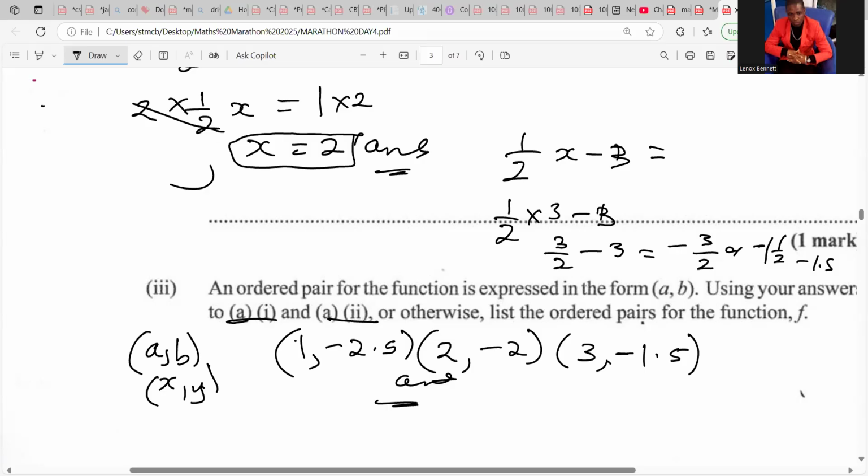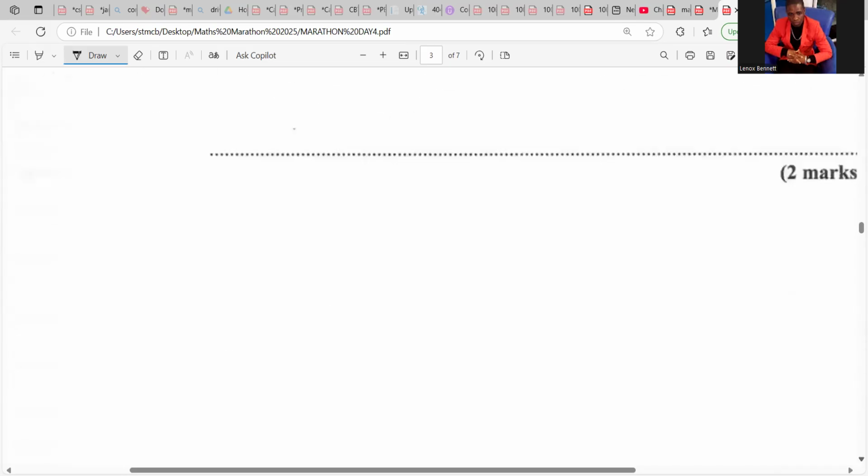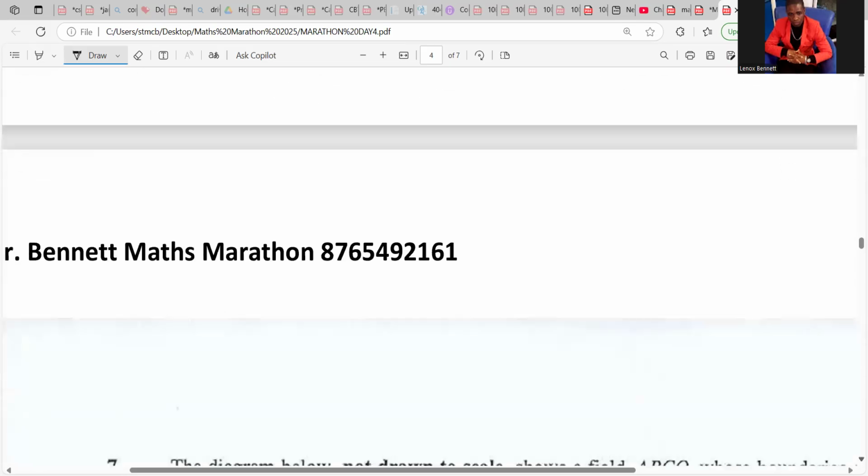All right. Very nice function question. Very nice. No inverse, but yeah, very nice.